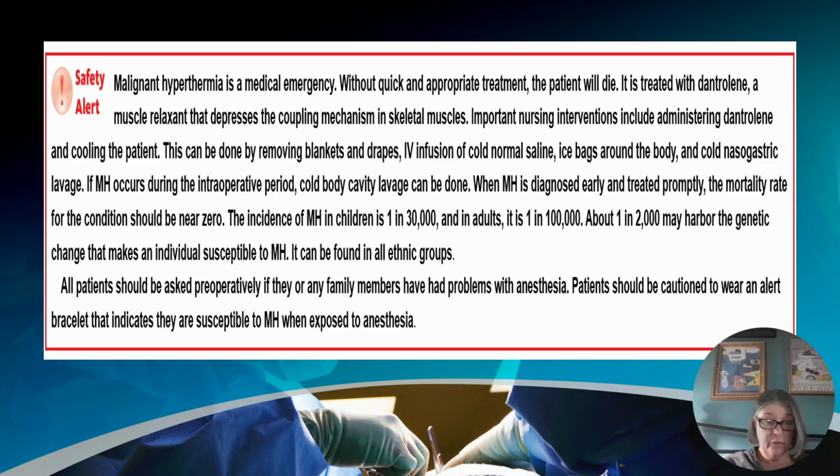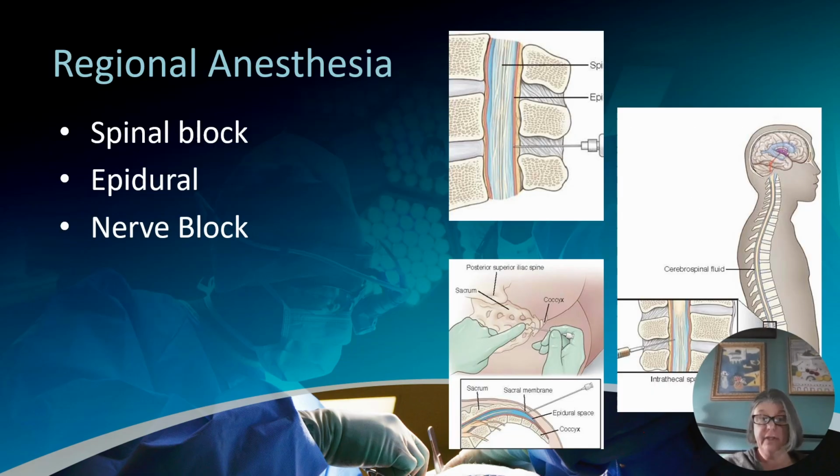Okay. Here is your little safety alert from your book about malignant hyperthermia. This is slide 23. We will probably look at this in class as well, but just kind of take a look at that. All right, so regional anesthesia. Moving on to regional anesthesia. This is like our spinal blocks, epidurals, nerve blocks, that sort of thing. It goes into a specific place, spinal canal or intrathecal space. It is going to block pain below the level of insertion, okay?